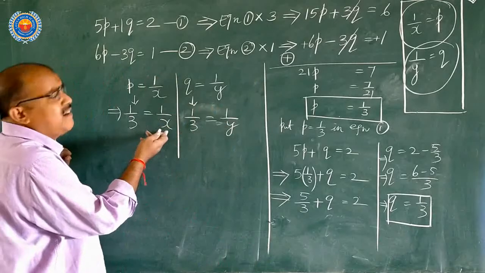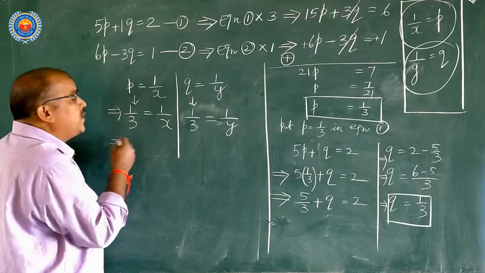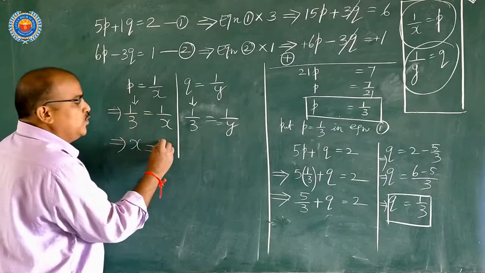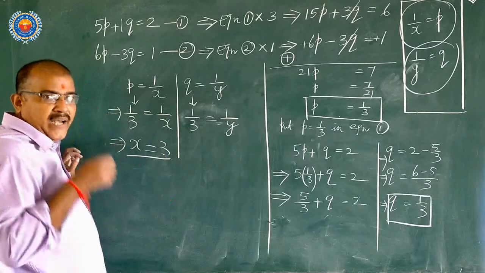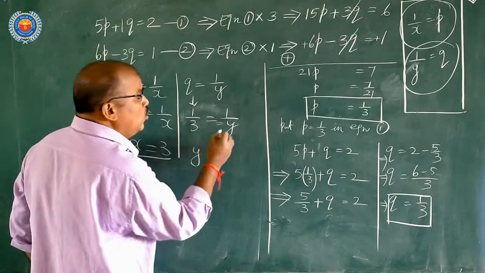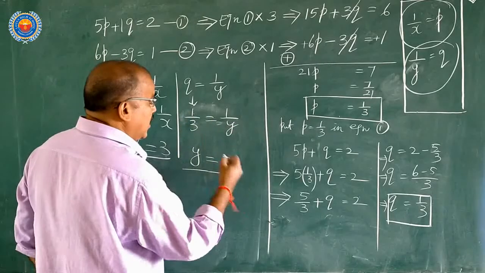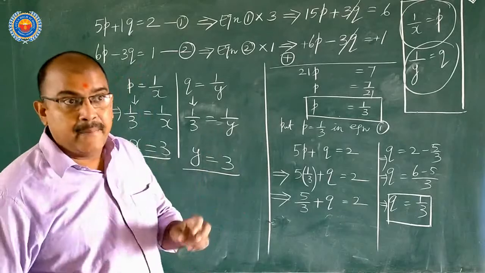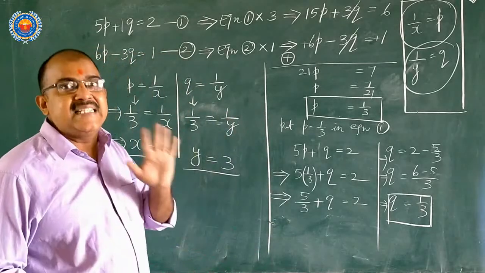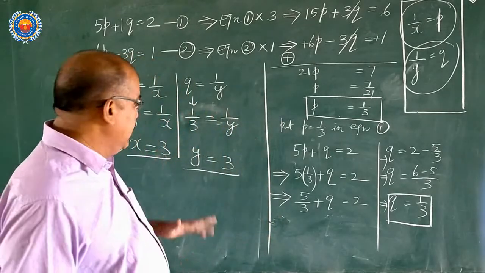Otherwise, you can go for cross multiplication: 1 into x is equal to x, and 3 into 1 is equal to 3. That's what finally I got, x is equal to 3. Here also, 1 into y is y and 1 into 3 equals 3, so y is equal to 3. Finally, my answer is x is equal to 3 and y is equal to 3. This is the final answer for the first question.